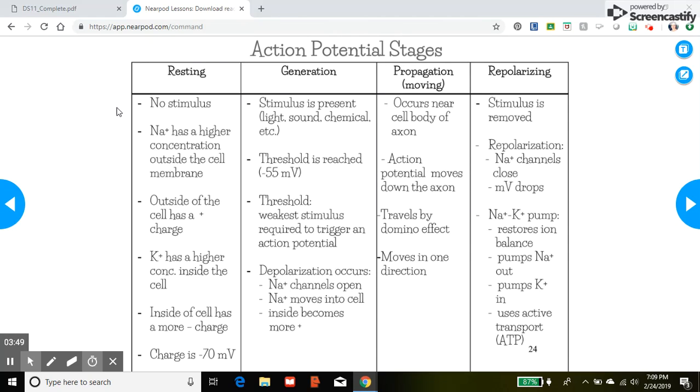That's going to start the depolarization process. So those sodium channels are going to open and sodium is going to flow into the cell. And as that happens, the cell is going to become more positive.